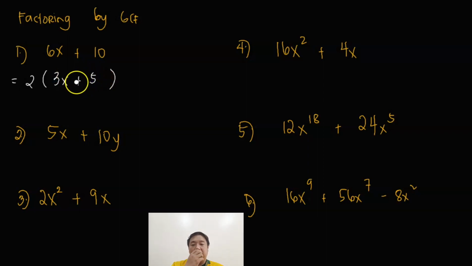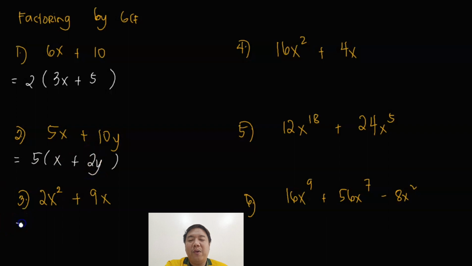Oh, how about number 2? Let's try 5x plus 10y. Oh, what will be your GCF? 5 only kasi magkaiba po yung variable nila. So we're not going to include any variable to the GCF. So 5x plus 10y will have a GCF of 5. And then what will remain inside the parentheses? 5x divided by 5 is x, very good, plus 10y divided by 5, it's 2y. Ayan, level up na tayo.